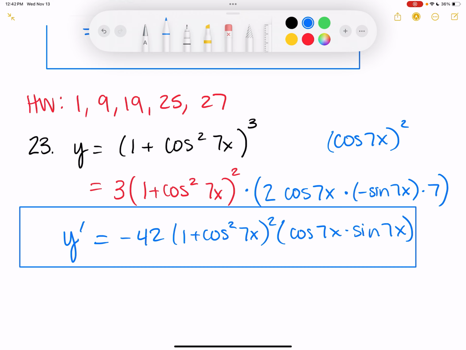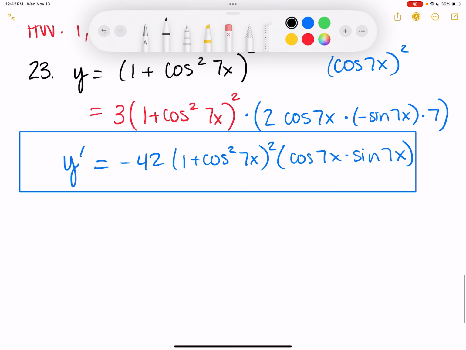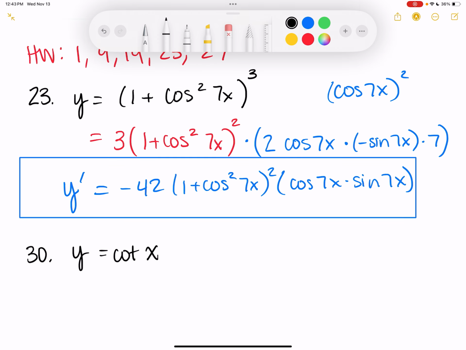Alright, find y double prime. Wait, really quickly. How did you get the cosine of 7x times sine of 7x? I just multiplied these together, the negatives out front. So I did 3 times 2 times the negative times 7 to give me negative 42. And then I just multiplied everything else. Okay.